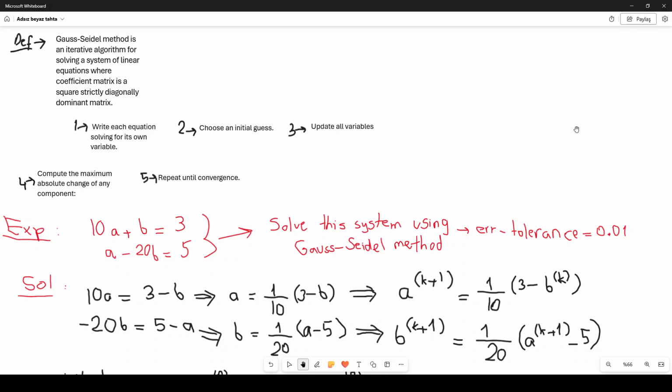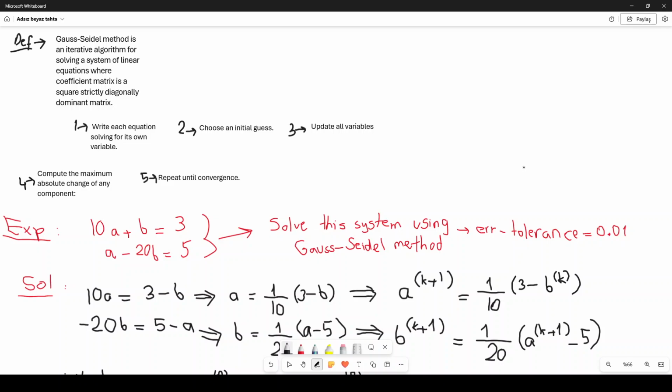Alright then, the Gauss Seidel method is an iterative algorithm for solving a system of linear equations where our coefficient matrix is a square, strictly diagonally dominant matrix. So this is again an iterative method, which means that in each iteration we update the newly obtained values of the unknown variables, and in this manner we hope to reach the closest solution in the end.